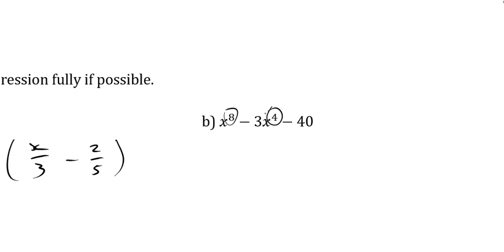Exactly half, right? So if this was x squared minus 3x minus 40, yes, factorable, because this is a 2 and this is a 1, and 1 is half of 2. If this was a 4 and this was a 2, yes, factorable.